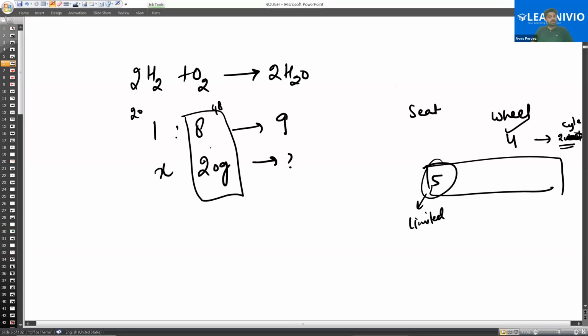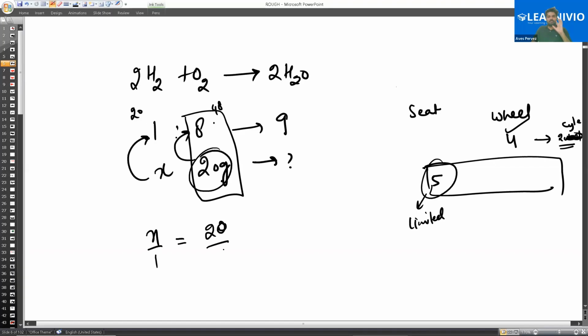And we'll write X in place of it. Because we know that this 20 gram will completely get consumed in the reaction because it is in the limited form. So when you need to find out how many grams of hydrogen will be required to completely react with 20 gram if the ratio is 1:8, you put X here. You can write X upon 1 equals 20 upon 8.